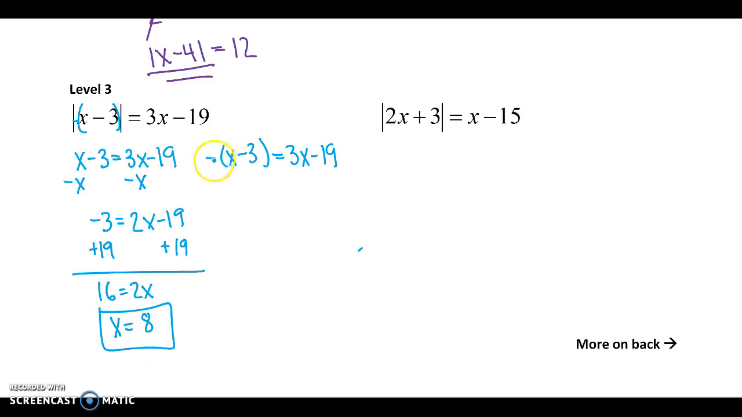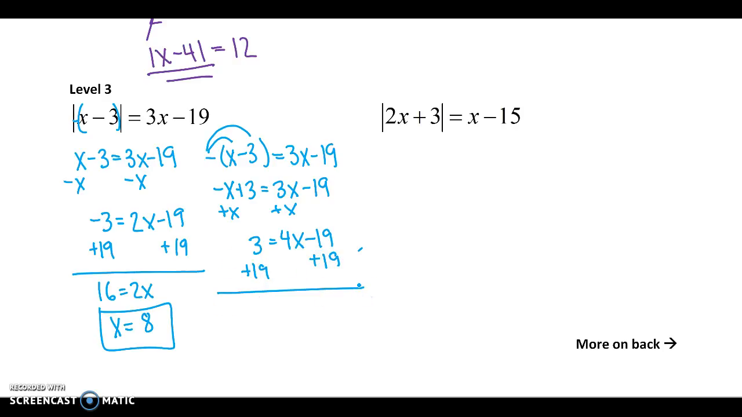That's one solution. The other solution, you can either divide by the negative or distribute it. It's up to you. Since I divided in the last one, I'm going to distribute in this one. So I have negative x plus 3 equals 3x minus 19. Okay, now get my variables all on one side. I have 3 equals 4x minus 19. Add 19. I would get 22 equals 4x. And x would equal 22 fourths. If you simplify that, it's 11 halves. So I have two solutions.